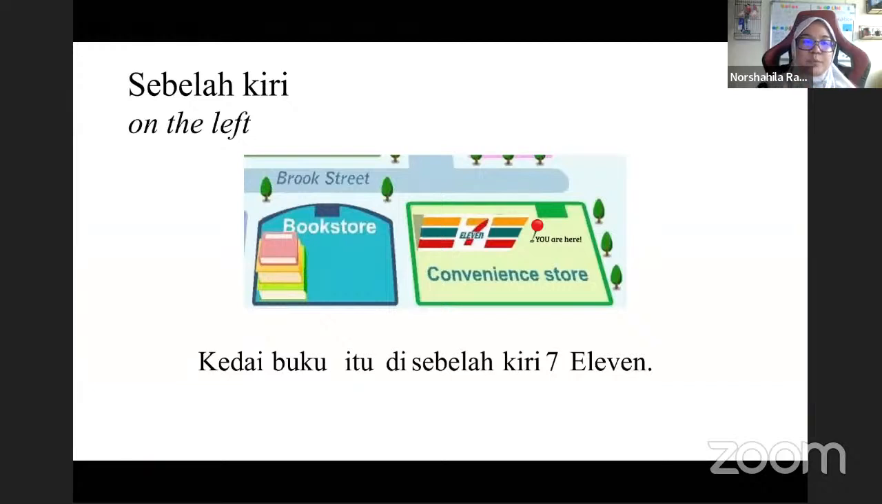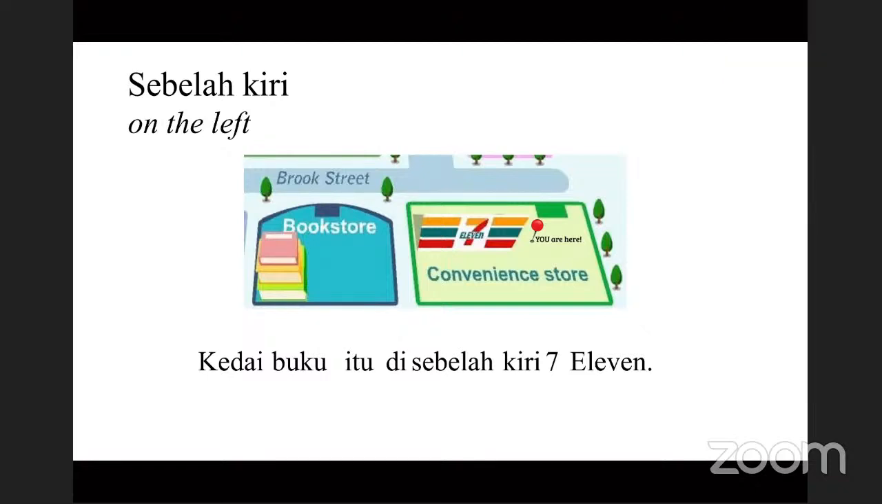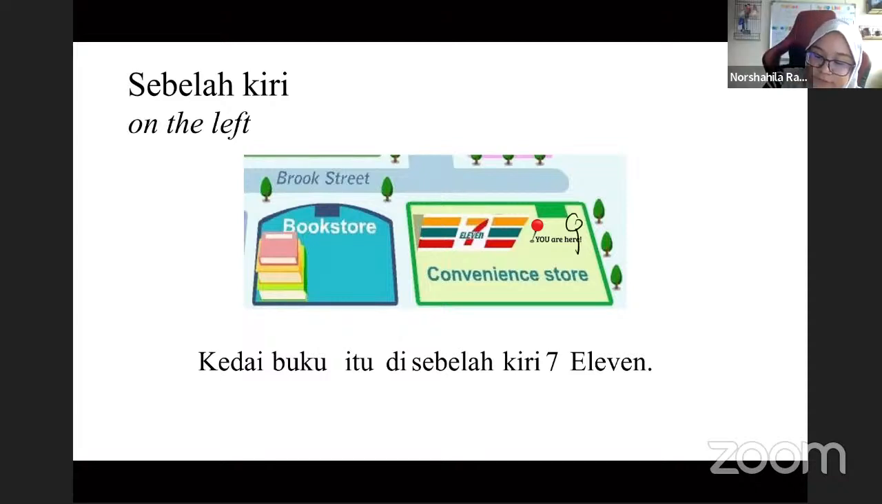Okay. Kedai buku itu di sebelah kiri 7-Eleven. Can you figure out what this sentence means? Kedai buku itu di sebelah kiri 7-Eleven. The bookstore is on the left of the 7-Eleven. Yes, correct. So this is you are here. We are facing the screen once again. So sebelah kiri means on your left. Okay. So kedai buku, bookstore. So bookstore happens to be left of the 7-Eleven.